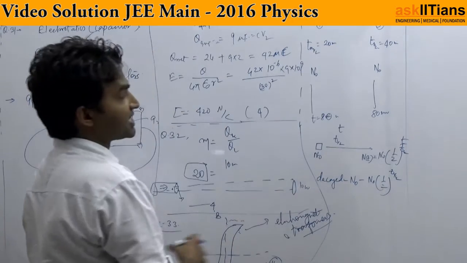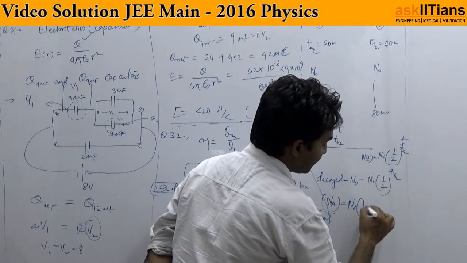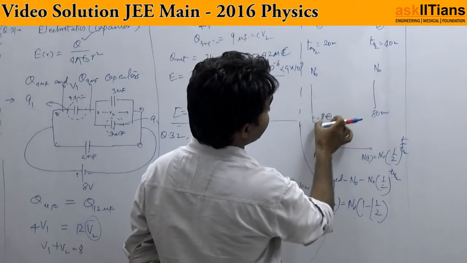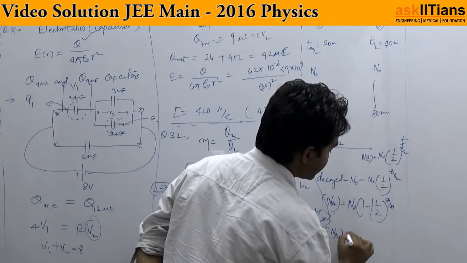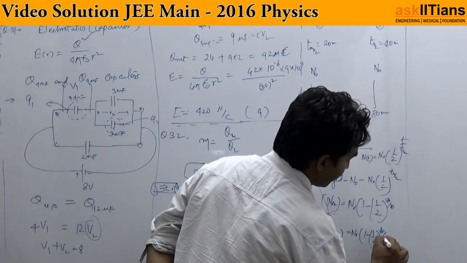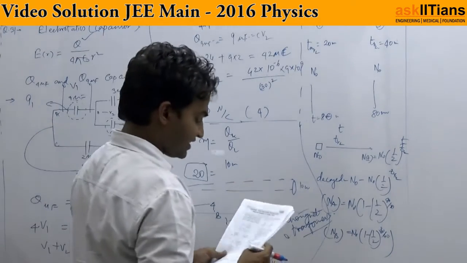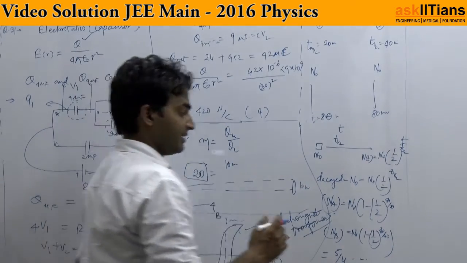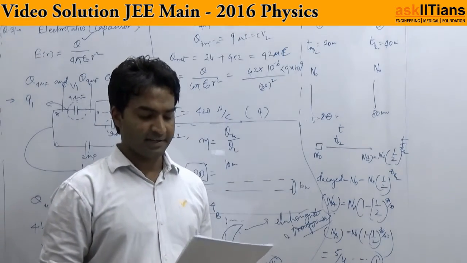For the two cases, we can easily calculate. For A, decayed is N naught times 1 minus 1 by 2 to the power 80 by 20. Similarly for B, it is N naught times 1 minus 1 by 2 to the power 80 by 40. Solving these values for A and B, we get the ratio of around 15 by 4, hence option A is correct. So option first is correct. This question is based directly on radioactivity, and it's an easy one.